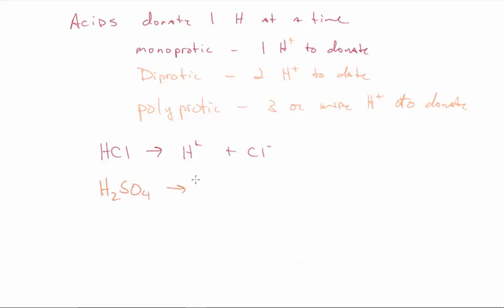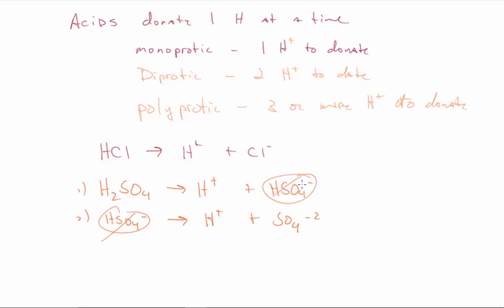And so what you see here is that this will actually happen stepwise. It'll only donate one hydrogen at a time. So it goes H plus HSO4 minus, so this is step 1. And then step 2 would be HSO4 minus goes to H plus and SO4 minus 2. So notice in this stepwise reaction, the HSO4 minus is actually an intermediate. When I add these together, it'll actually look like both hydrogens donated at the same time, but that's not the case, right? And then we also have polyprotics.